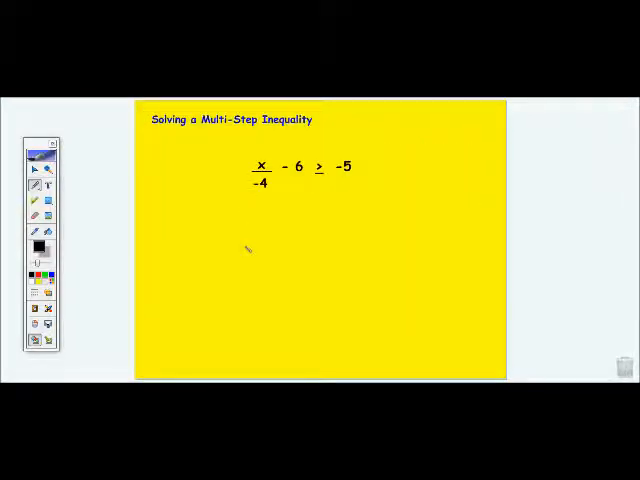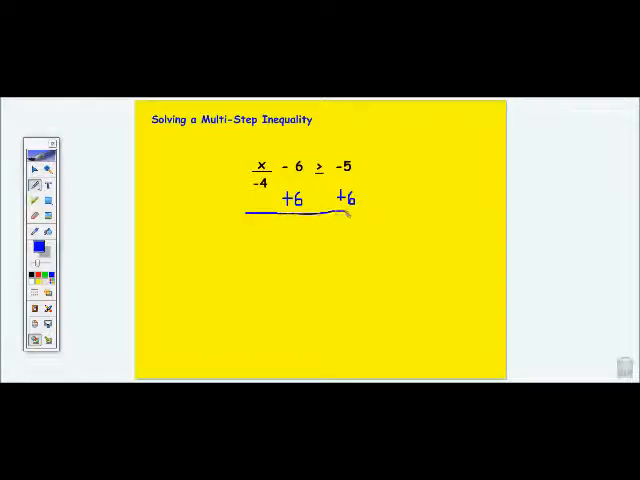One more multi-step inequality for us to just remind ourselves of the rules. So here's our inequality. Here's our variable, and the coefficient is still there. It's just a divided by. We're going to do what we have been practicing. I'm going to change colors here so you can see what I'm doing. I'm going to get my like terms together. So I'm going to do the opposite of negative 6, which is positive 6. Do it to both sides of the inequality symbol.